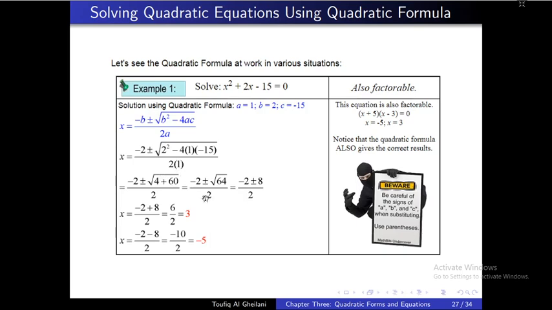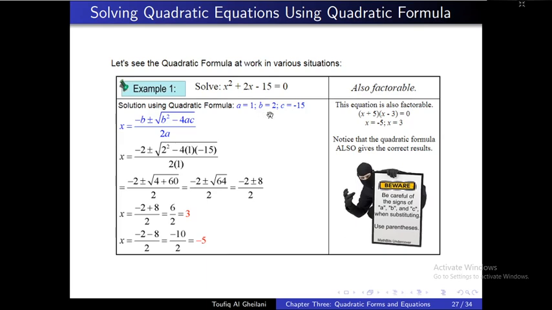2 times 1 is 2. Equals minus 2 plus or negative 8. How come 8? Because the square root of 64 is 8. Divided by 2. So x will be minus 2 plus 8 divided by 2, so minus 2 plus 8 is 6, divided by 2 is 3. And another value of x is minus 2 minus 8 divided by 2, equals minus 10 divided by 2, equals minus 5. So the two values of x are 3 and minus 5.